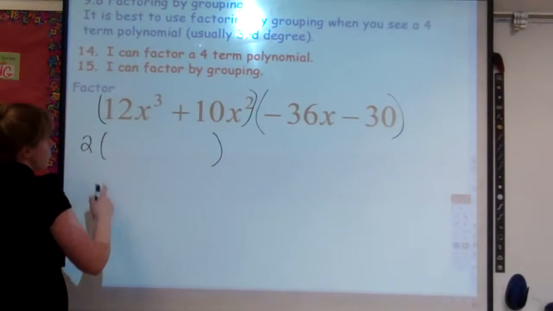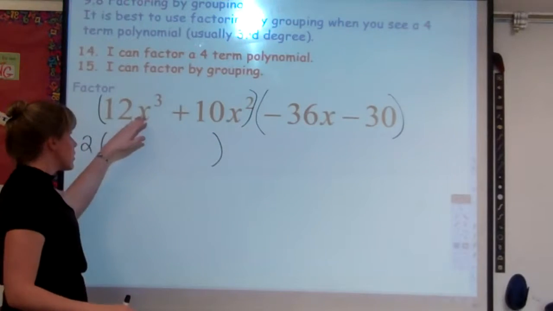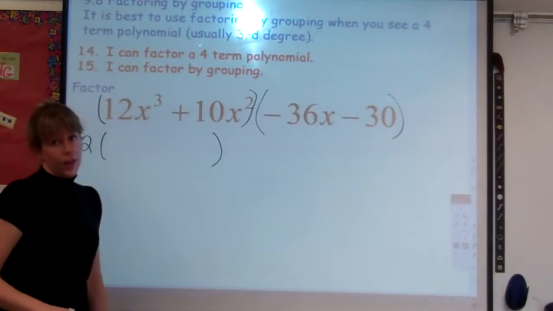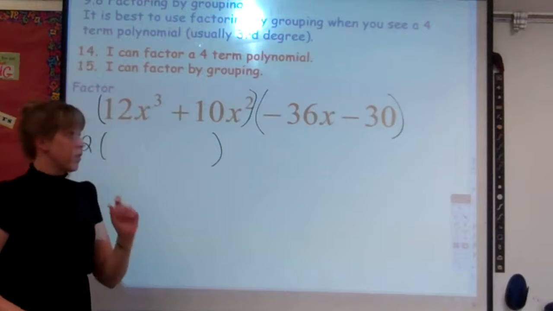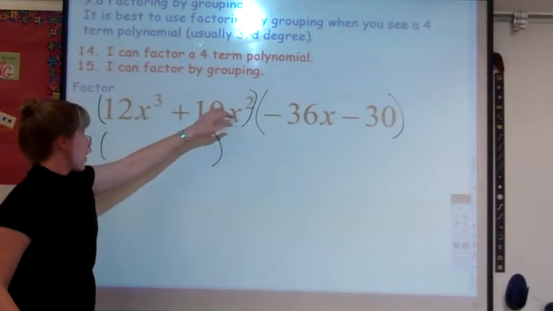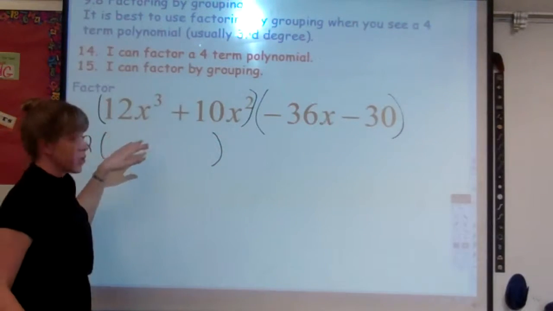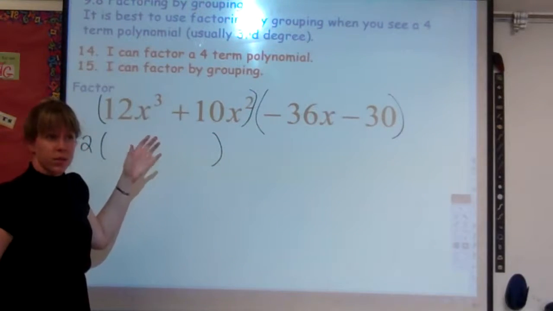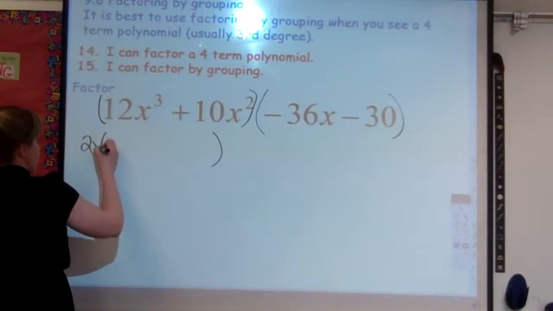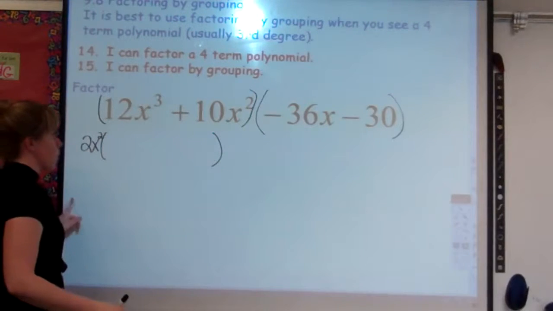Now, when I factor out a 2, I also want to look and see, is there a number of x's that I can factor out as well? In this case, this x has 2 x's, and this one has 3, so I can factor 2 x's out of both of them and still be okay. So I can put x squared there.